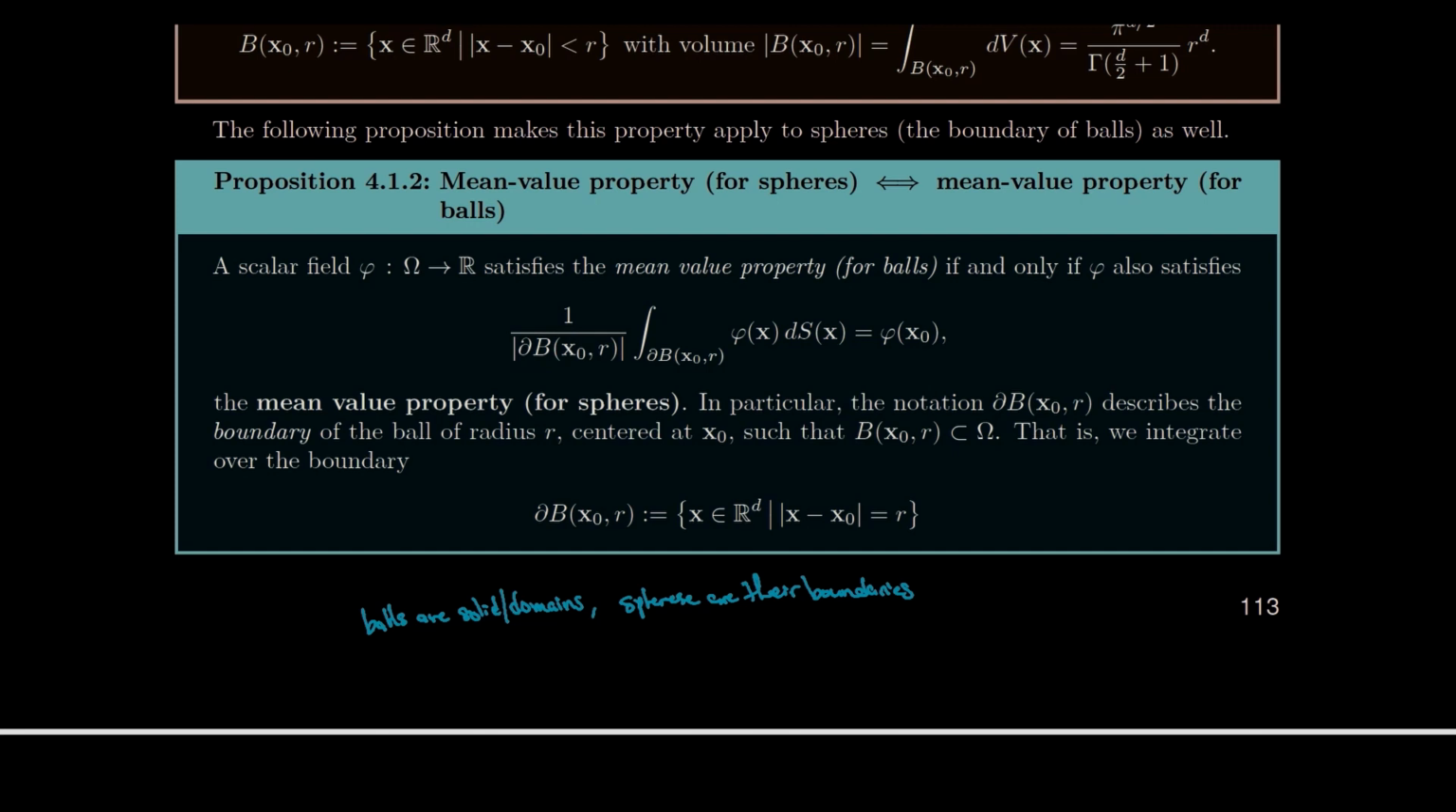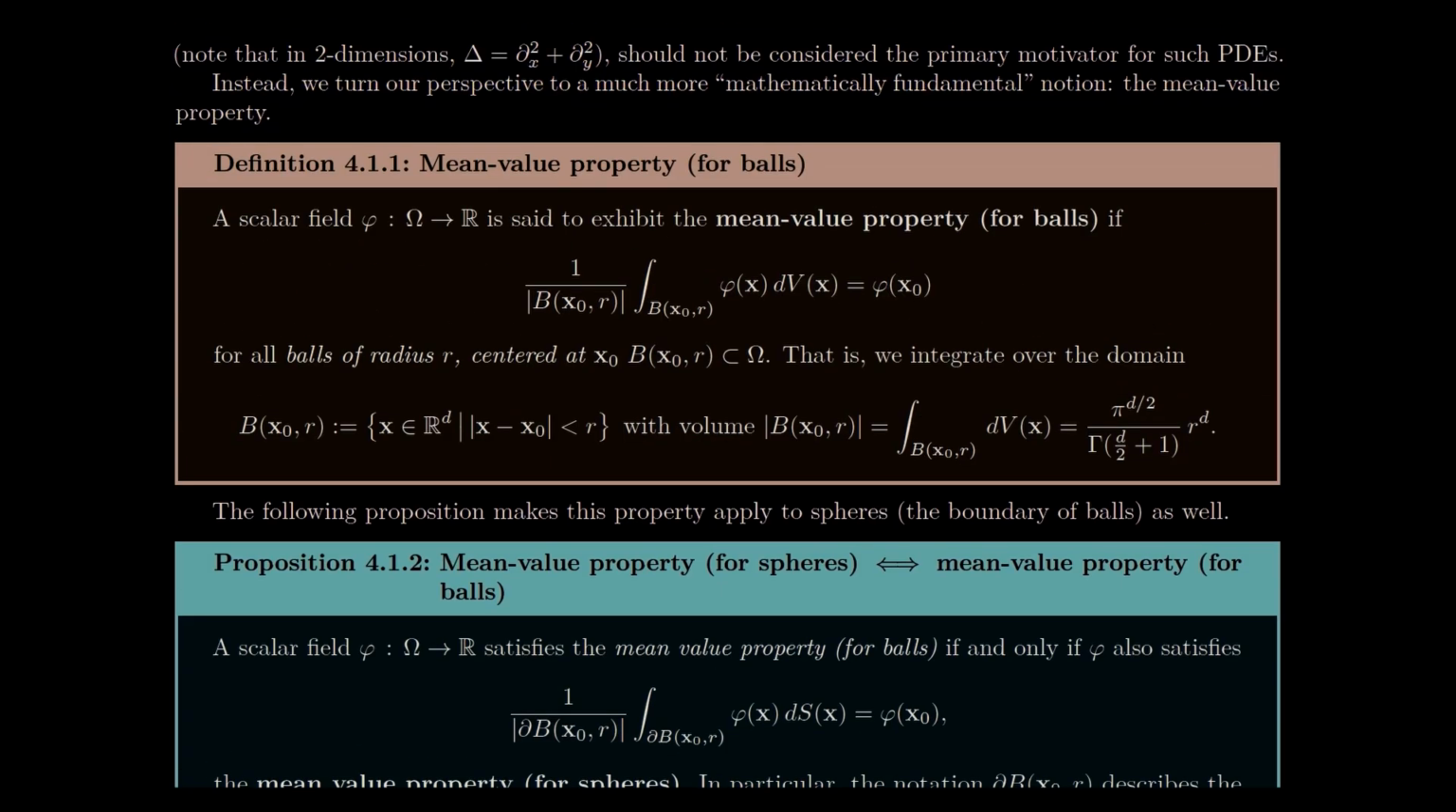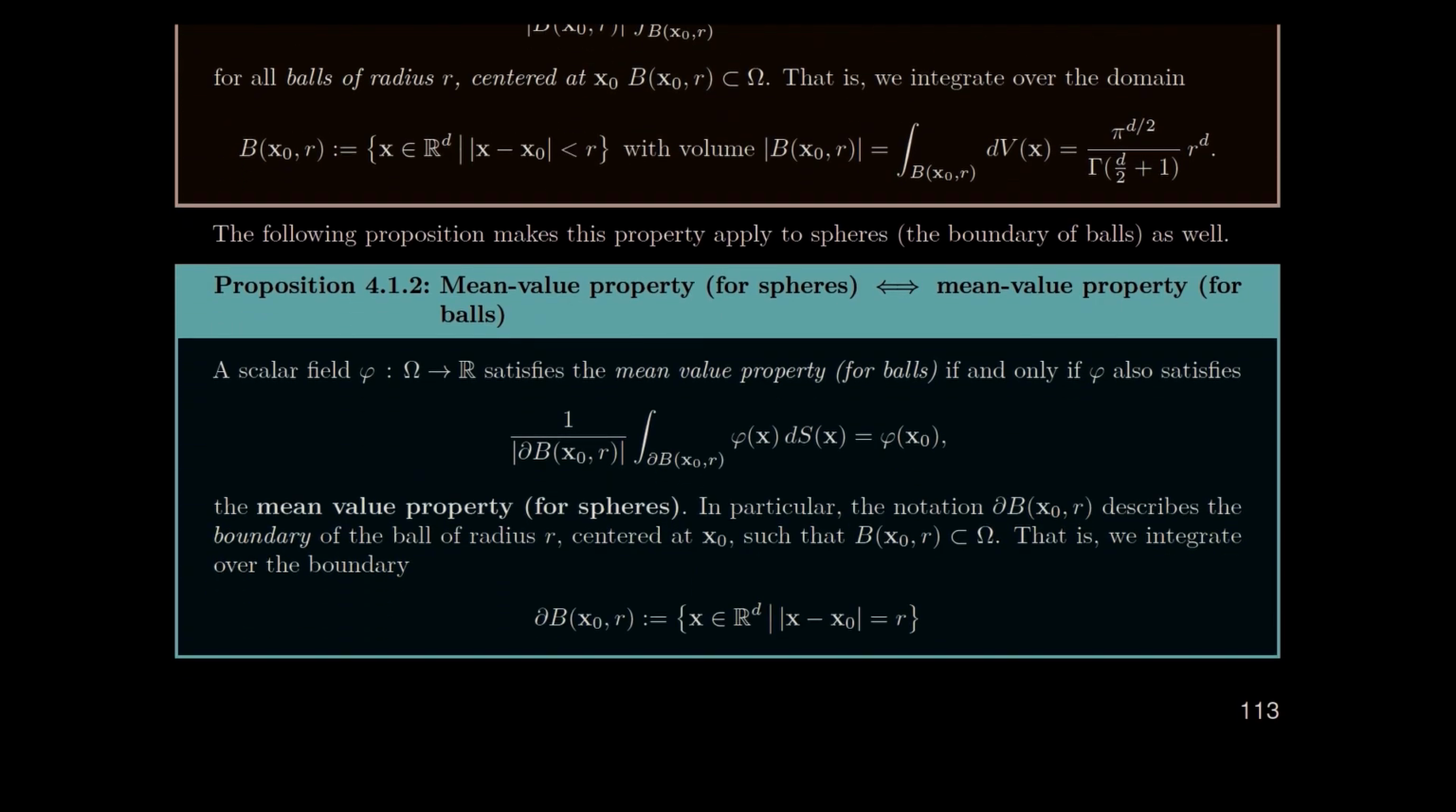In other words, are shells. Okay, so a sphere is going to be hollow. It's going to be the shell of a ball, and the ball is going to be solid and be a domain, be open. So we do have this nice proposition that just says, hey, if you have the mean value property for balls, which is the one that I stated originally, you actually have the mean value property for spheres as well. Okay, so this symbol means if and only if, so they are equivalent true-false statements.